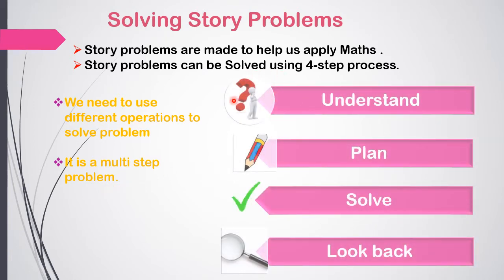The first step, you have to understand the problem. What is given and what we have to find out, you have to first understand. Then the second step, plan. After understanding, you can plan what we have to do. You have to plan which operations we have to use, addition or subtraction, to solve the problem. Then the third step, solve. Solve means you have to find out the answer. Then the fourth step, look back. You have to check whether our answer is correct or not.